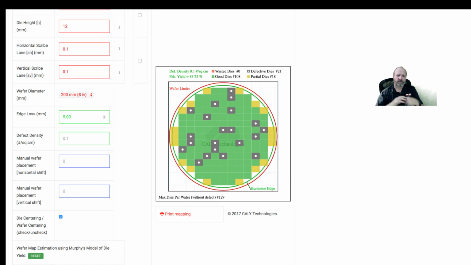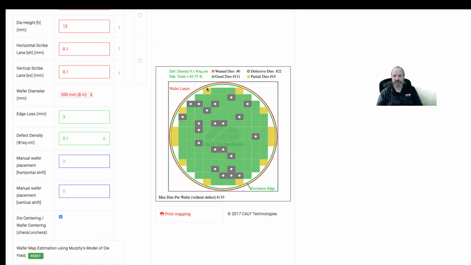So we call it an edge exclusion zone. That means we're not even going to try to make any chips in that edge. So when I was at TI, I think our edge exclusion zone was 3 millimeters. So let's go ahead and put that in. Okay, so you can see that the edge exclusion zone's a little bit smaller now, and we got a few more good die.